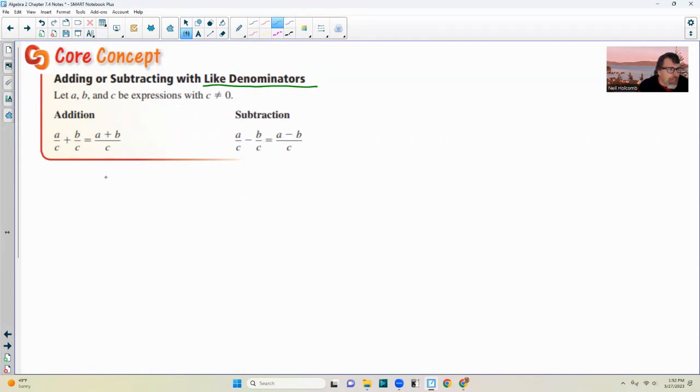For example, let A equal 3, let B equal 4, let C equal 5. So A over C would be 3 over 5, plus B over C would be 4 over 5, and those equal 7 over 5, which is A plus B. Okay, same with subtraction: A over C minus B over C equals -1 over 5. All right, so when adding or subtracting like denominators, you add or subtract the numerators and keep the same denominator.